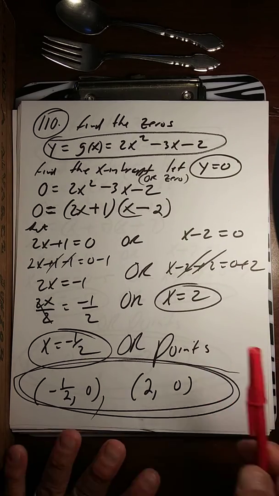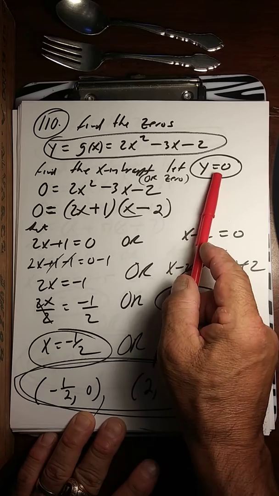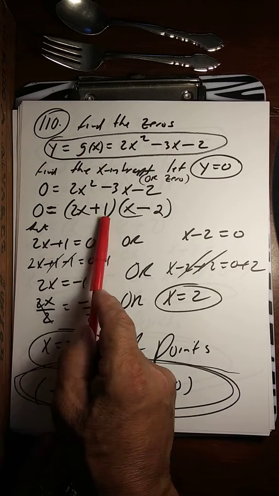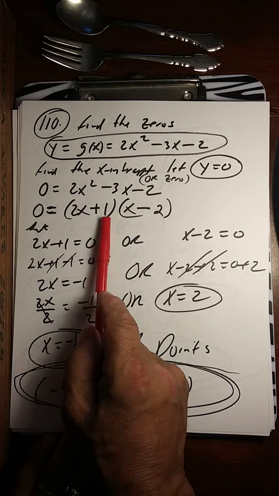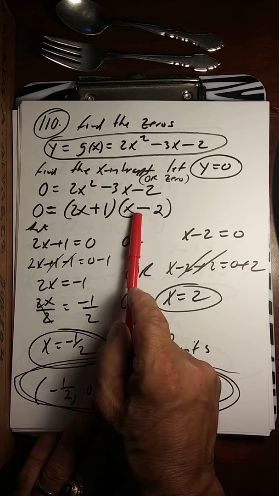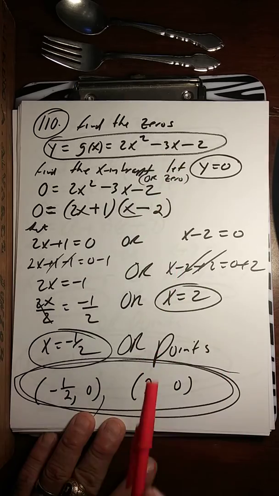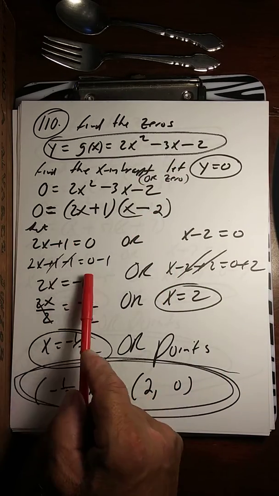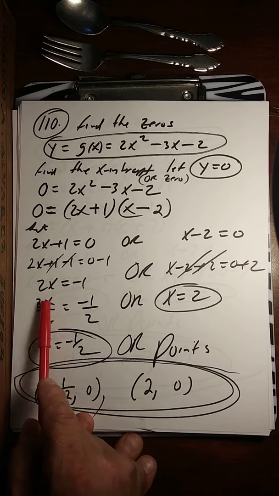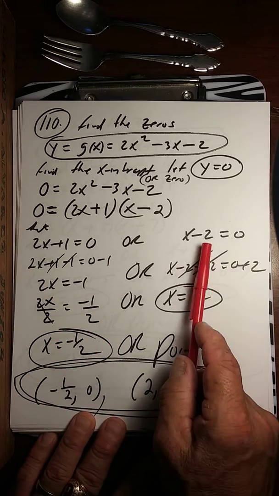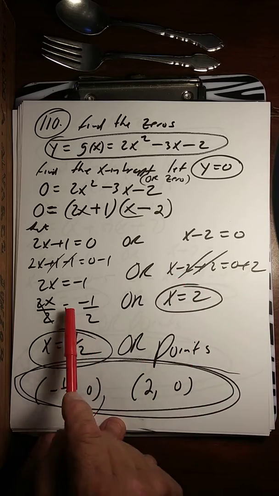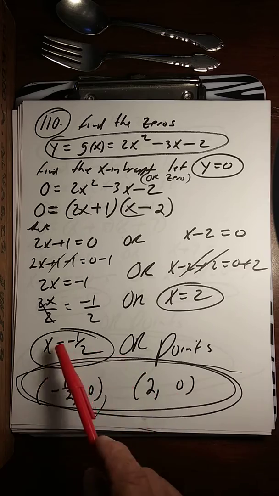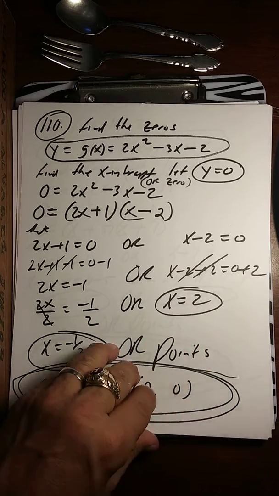Find the zeros. Find the x-intercept, let y equal 0, same thing. 0 equals this. So 2x, that's our guess. That times that is 2x squared. That times that is negative 2. 4 minus 1 is negative 3. So negative 4 and 1, yep. So this is equal to 0. Minus 1, divide by 2, negative half. Add 2, so x equals 2. So we have negative 1/2, 0 and 2, 0.